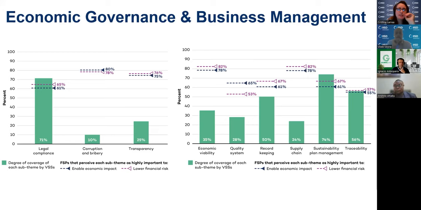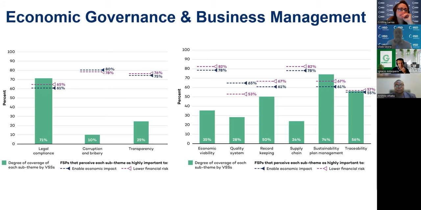Now, the gap between the degree of VSS coverage and what financial service providers perceive as highly important can provide insights for standard setting bodies to improve their production requirements to enable investments in sustainable agriculture and access to credit for farmers.